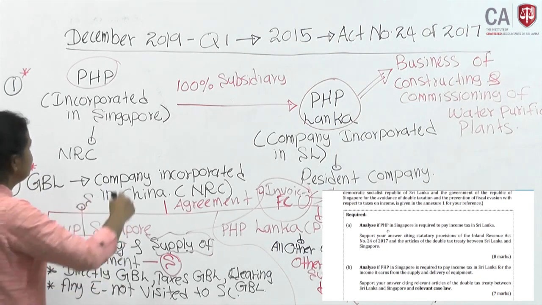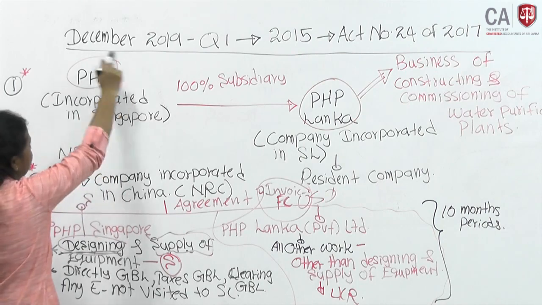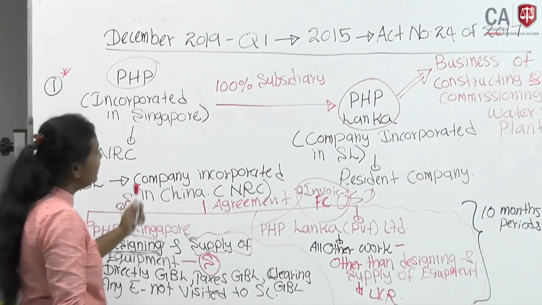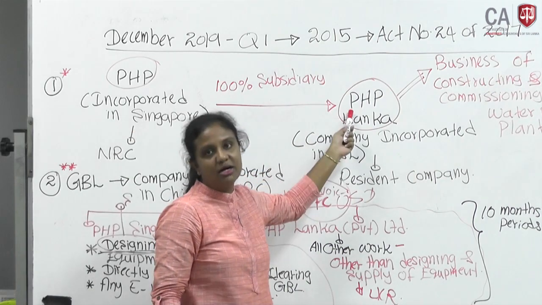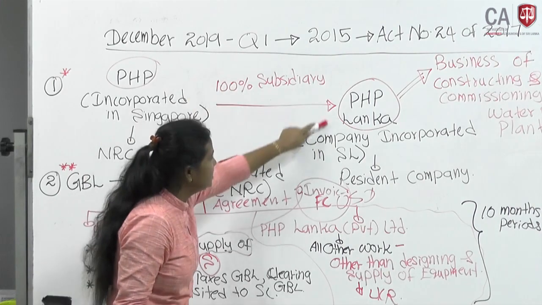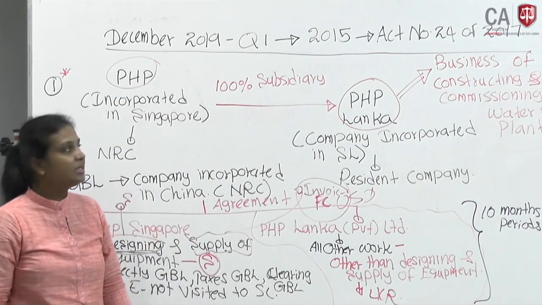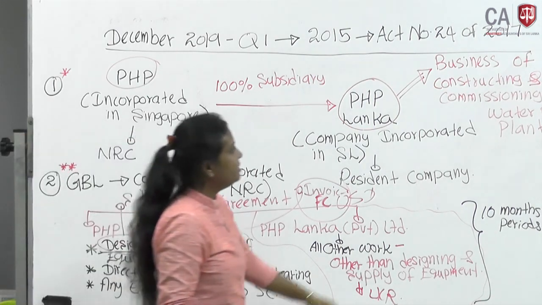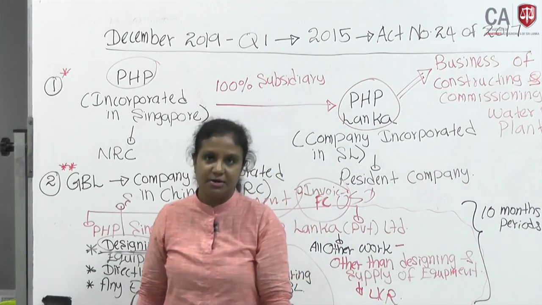This is the group. In this group, PHP Singapore is there. Then there is PHP Singapore and there is PHP Lanka Private Limited, a 100% owned subsidiary of PHP Singapore. What they are doing is the business of constructing and commissioning of water purification plants.